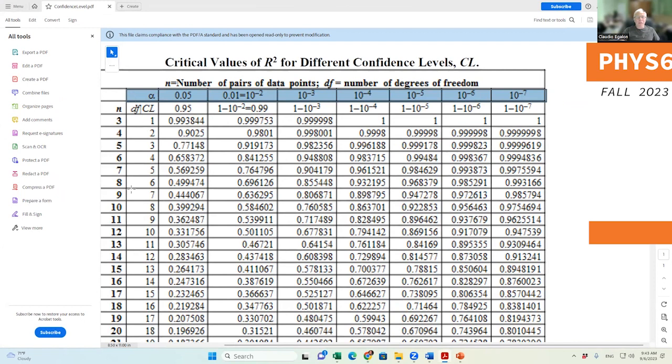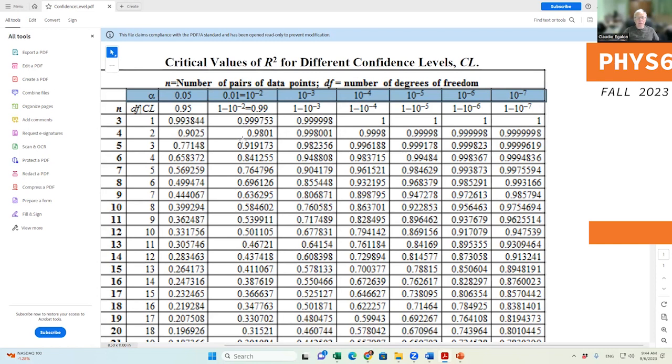Alpha is the complement of CL, right? See here, 0.95 plus 0.05 is 1. 0.99 plus 0.01 is 1, right? If you have 1 for the CL here, what would be the value for alpha? 1 plus alpha must be equal to 1, right?